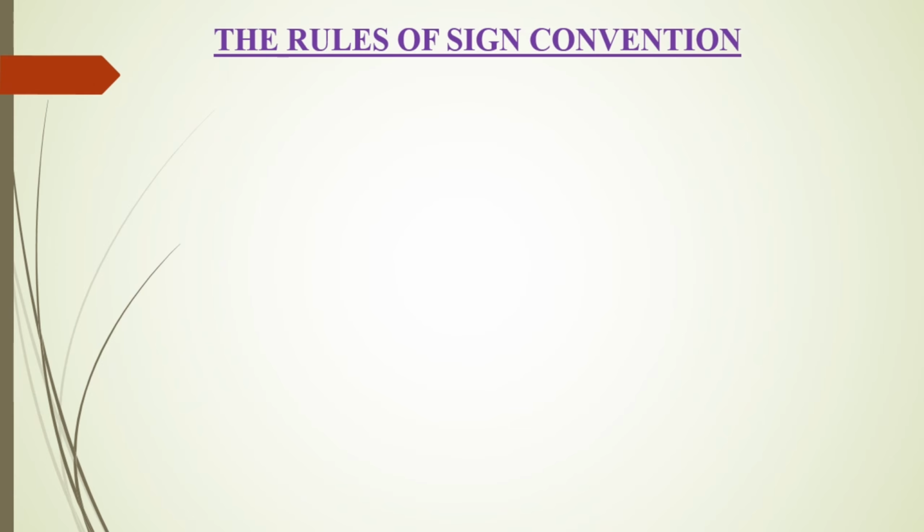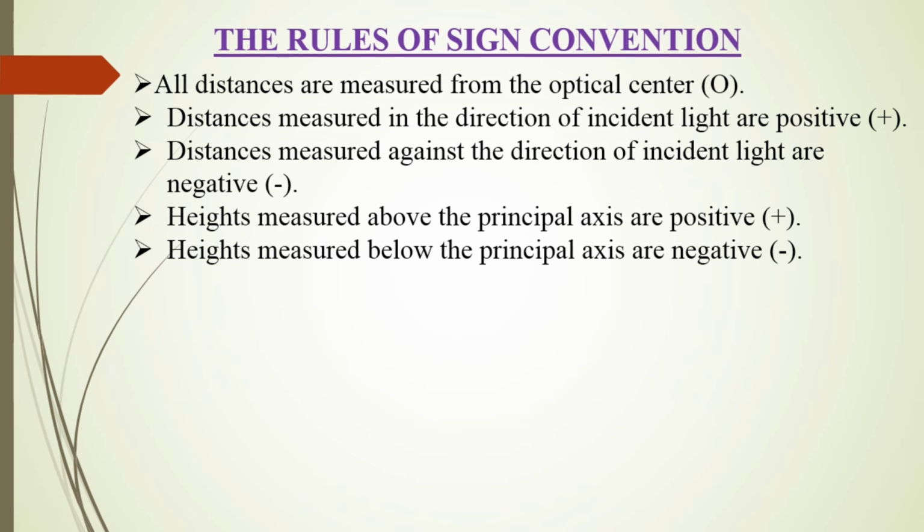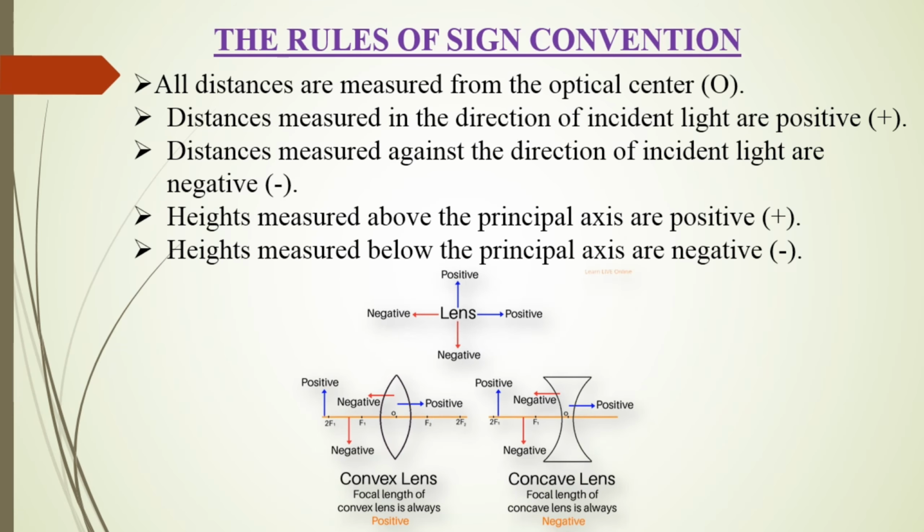We will be using the new Cartesian sign convention. The most important rule to remember is that we always place the object on the left side of the lens. This means light travels from left to right. Let's break down the rules.